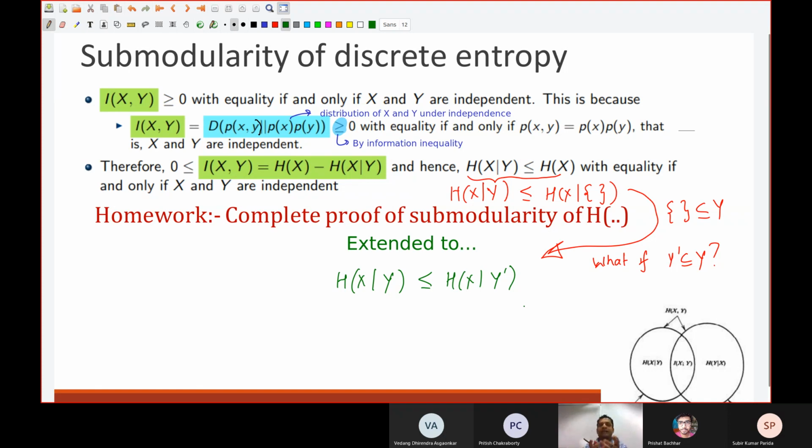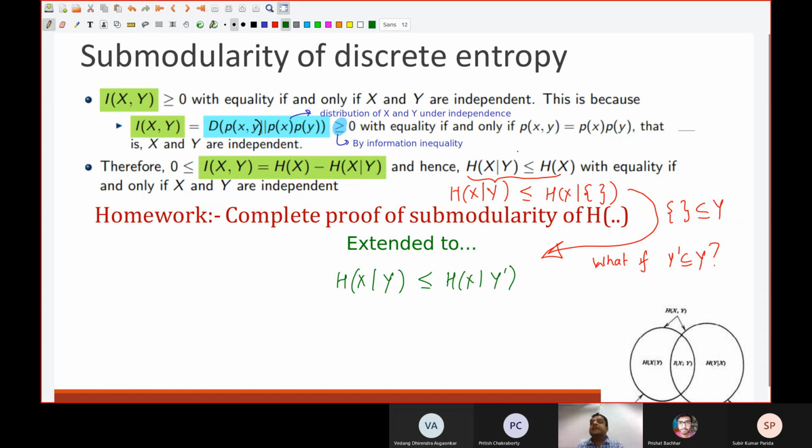If Y dash is small, it's actually covering less of X, and therefore again by adding more to Y dash to get Y, the marginal gain you get through X is going to diminish, diminishing returns. So you have to basically extend this proof. I'm not going to do that in the class.